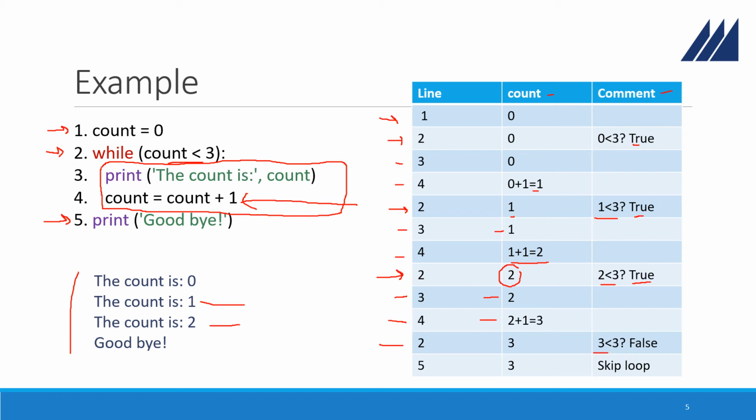Is 3 less than 3? This is false. So in this case, I'm not going to go to line 3 and 4. I'm going to skip them. I'm going to go to the rest of the program, which says line number 5, and that's when it prints goodbye. Okay, take a look at this example and try it yourself.